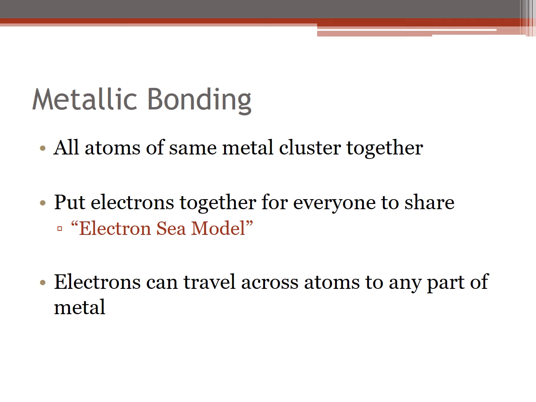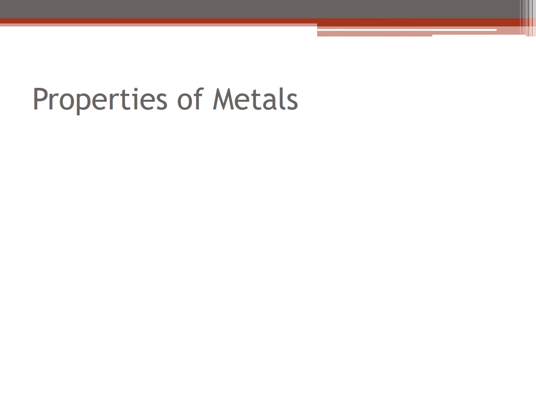So that's where we get what we call delocalized electrons. So basically, we're just reinforcing this idea that the electrons don't belong to any one specific atom. They belong to the total. Okay, so the whole metal is sharing all of the electrons.